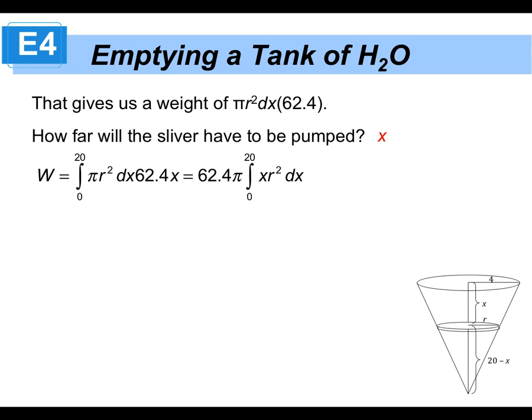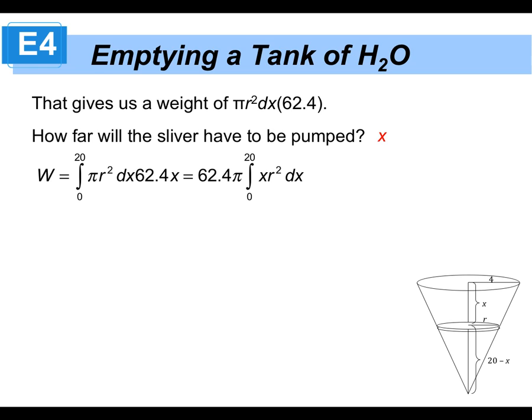Question? Why do you have 20 minus x right there? That's just the distance from the sliver to the bottom of the tank. Okay, just showing that if you do it the other way around, that you would have to incorporate the 20 minus x. Okay. Then I smartened up and realized that 62.4 and pi are constants, so I move them out in front so I don't have to worry about them in a calculation.